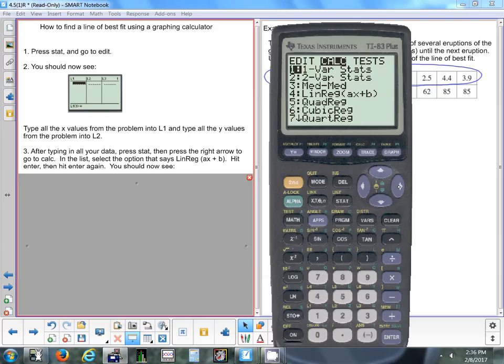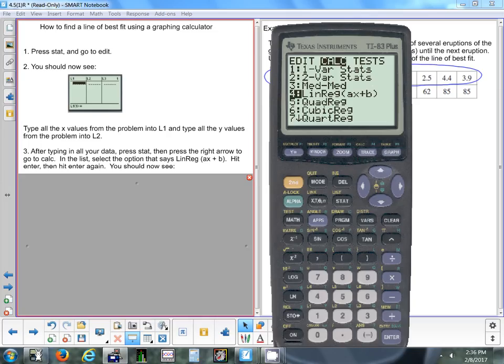Now, once you press the right arrow, what's highlighted on your calculator? Calc. Is anybody's not highlighted that says CALC? That should be highlighted. Now, next thing, after calc is highlighted, we have a bunch of options. On the directions, which one does it say to pick? Yeah, it says LinReg. So if you hit the down arrow, LinReg.